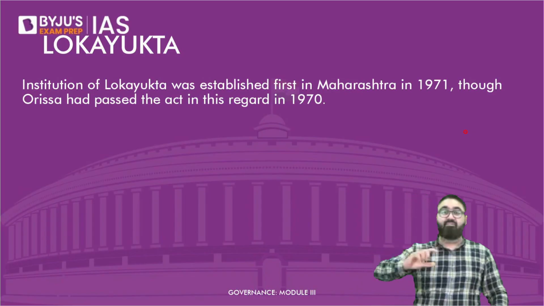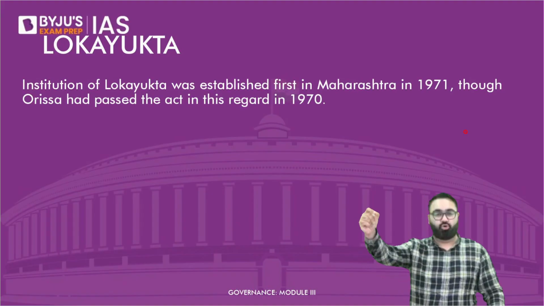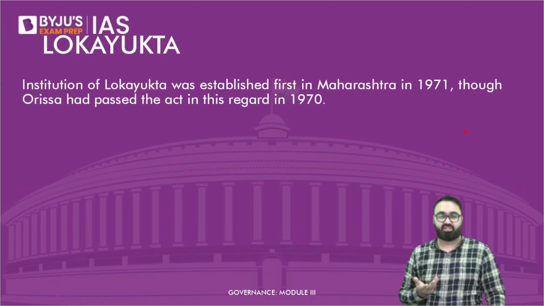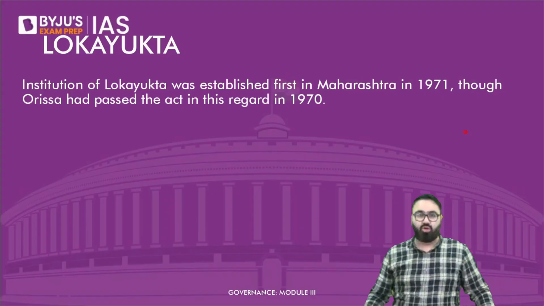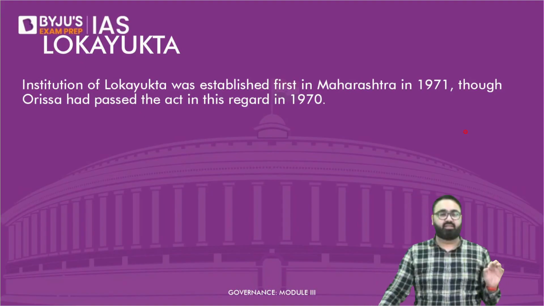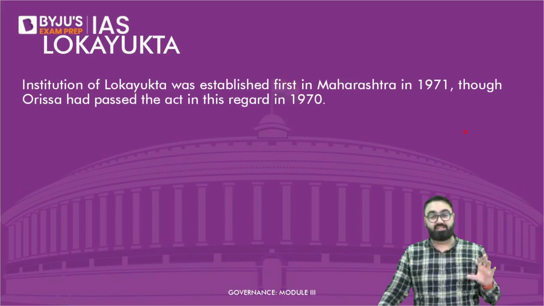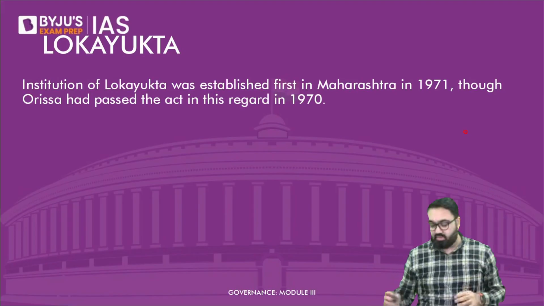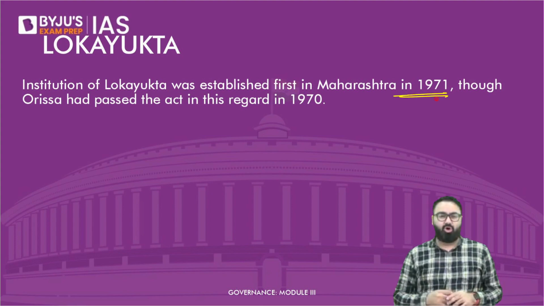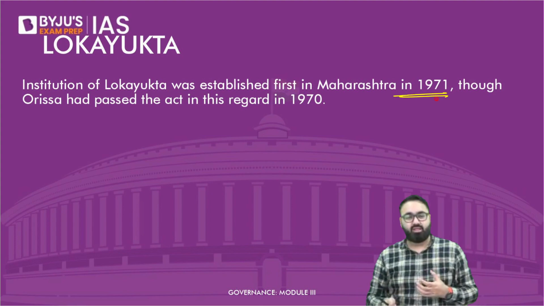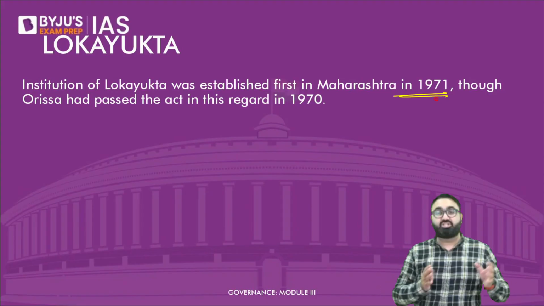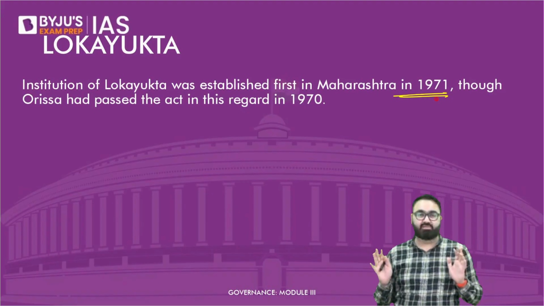Why am I saying this? Because in India, every state has its own different Lokayukt. And the laws of Lokayukt in many states are very different from each other. When you have a law which is different in different states, this is usually never asked by the UPSC. For example, Maharashtra had a Lokayukt, the first state in India to have one, as far back as 1971. Odisha had passed a law in 1970.